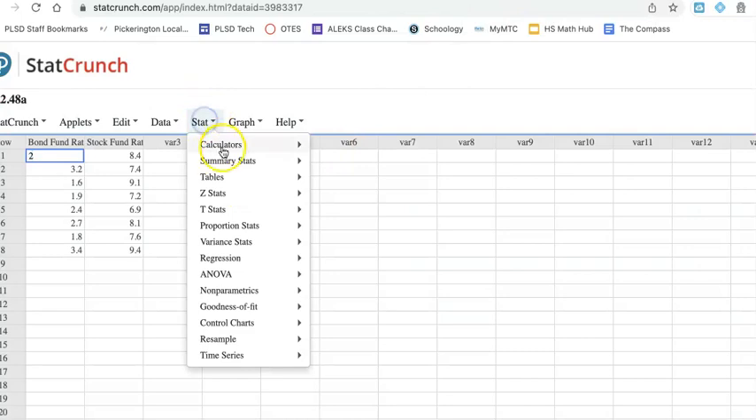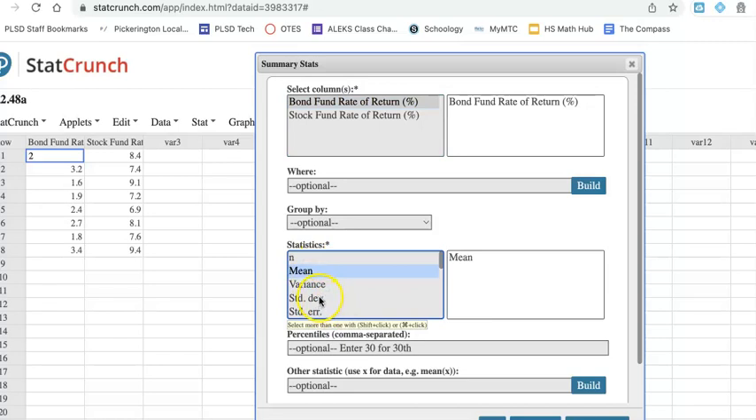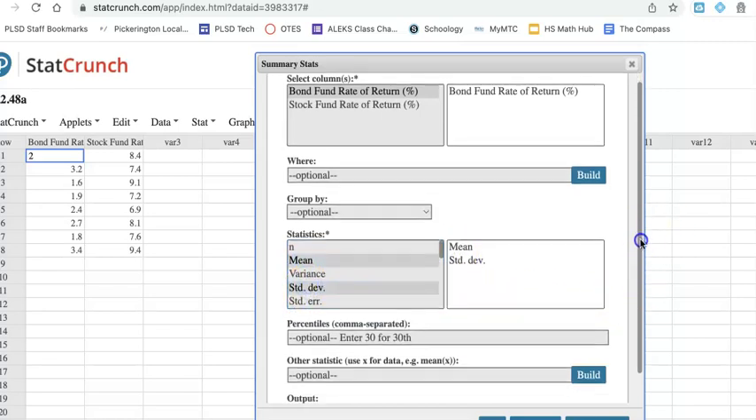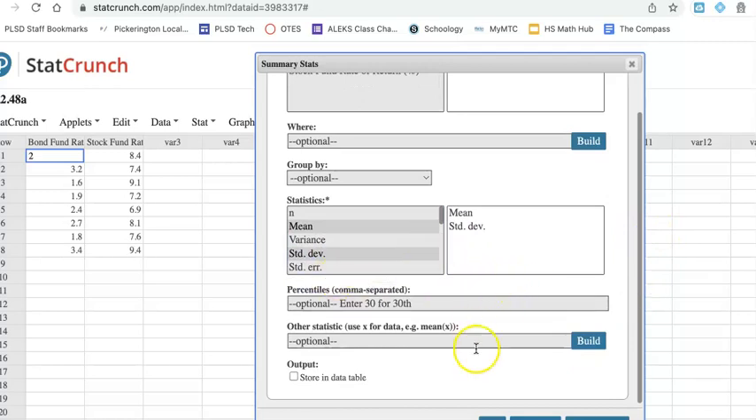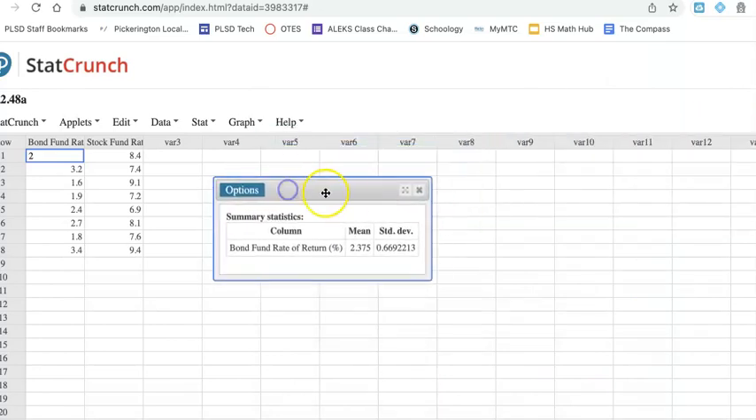So stat, summary stats, columns. Again, doesn't matter which one you start with. Let's say I start with bonds, but I'm going to do mean, and then you press Command or Control. I'm not sure which one it is on a Chromebook, and highlight both mean and standard deviation. You could do them separately if you can't get them to both highlight, but then I click compute and it gives me the values. Remember, you have to round them appropriately.